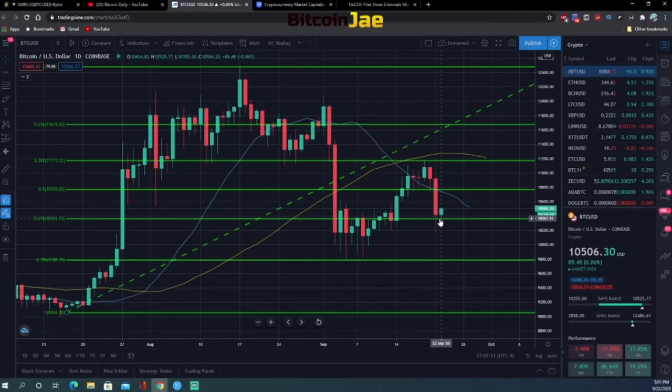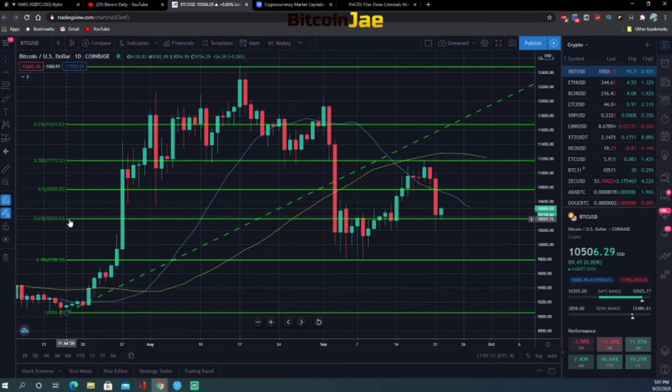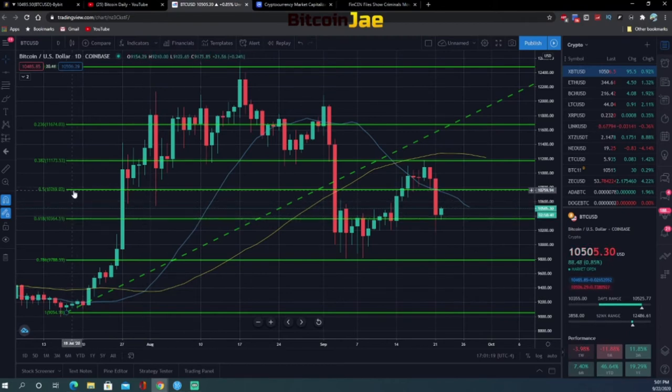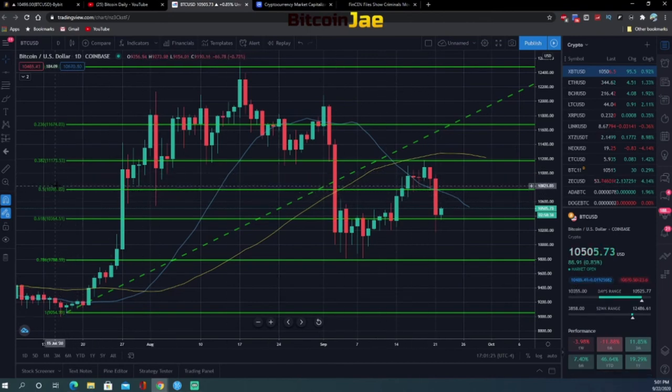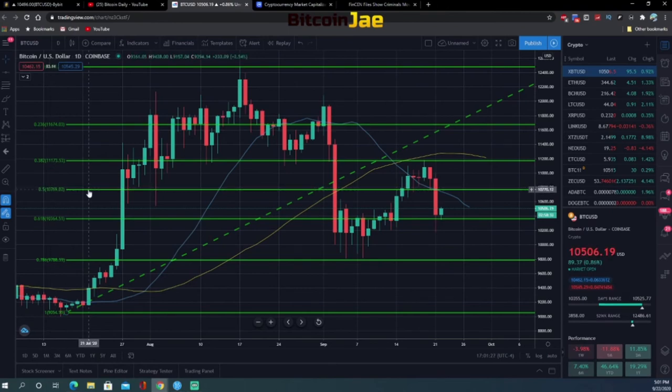So a good entry would be here, around 10,400. That is around the price that you would want to enter, and then your target would be around 10,800, or 10,769 is the exact number, but remember, these are always zones. They are never exact numbers, they're just zones.